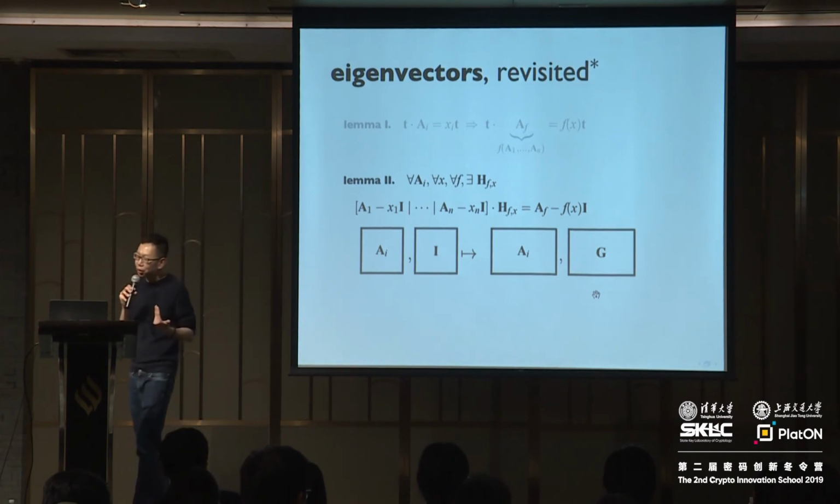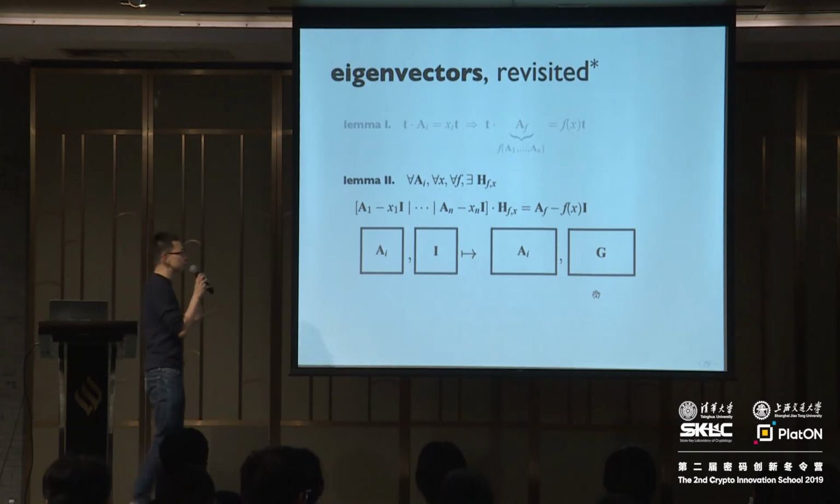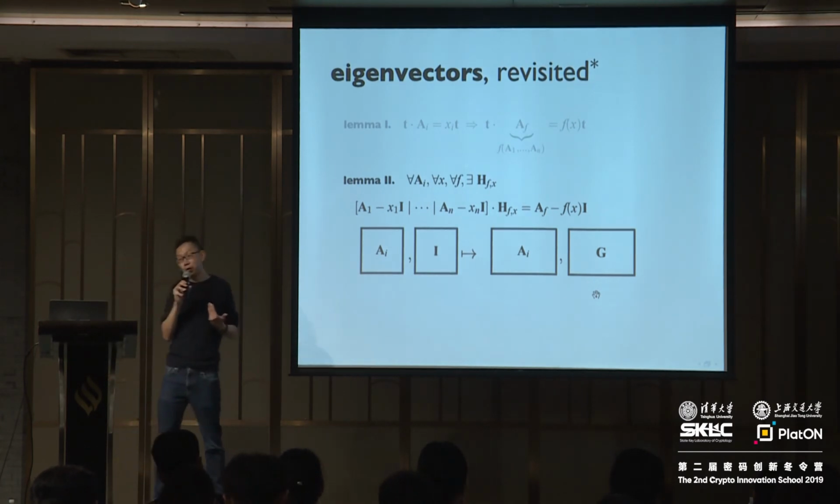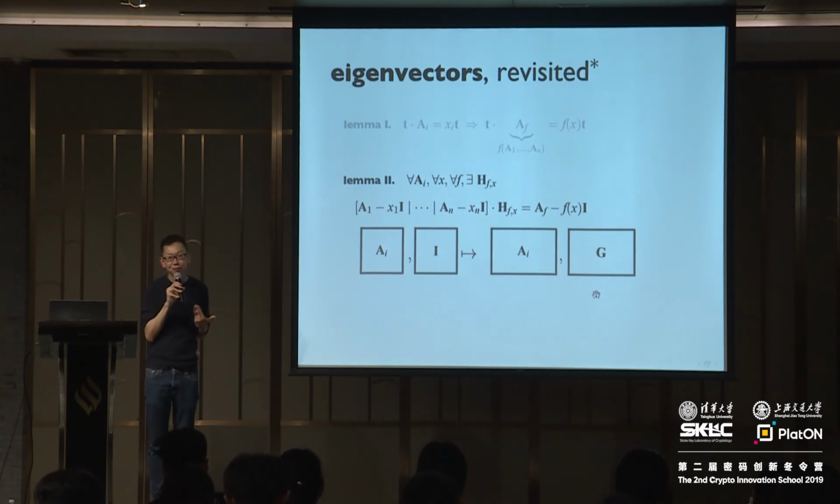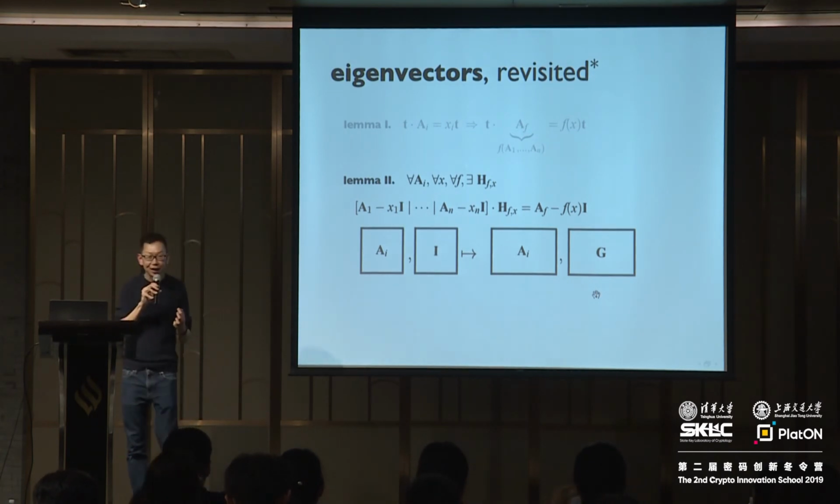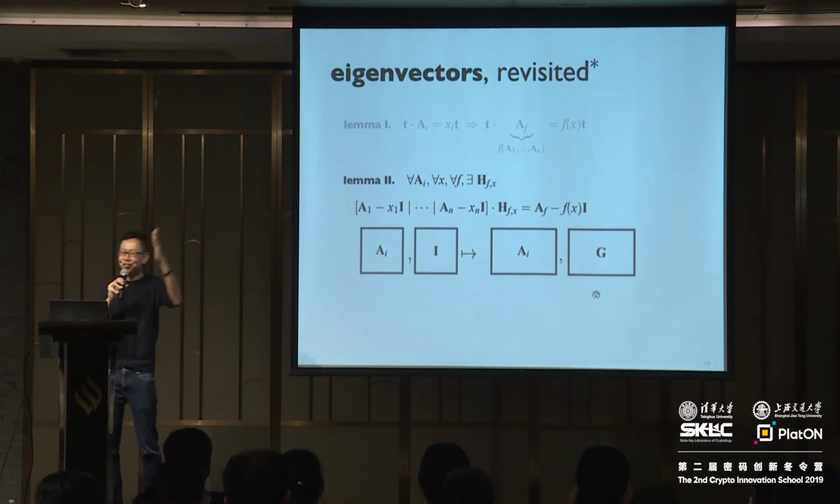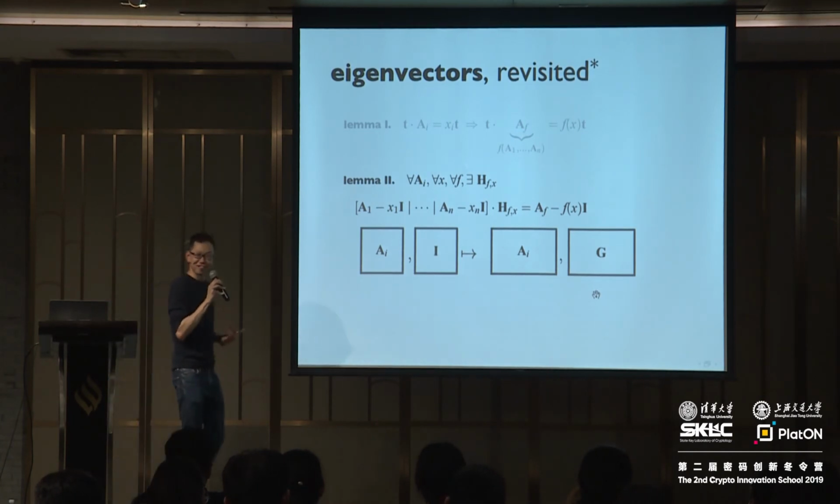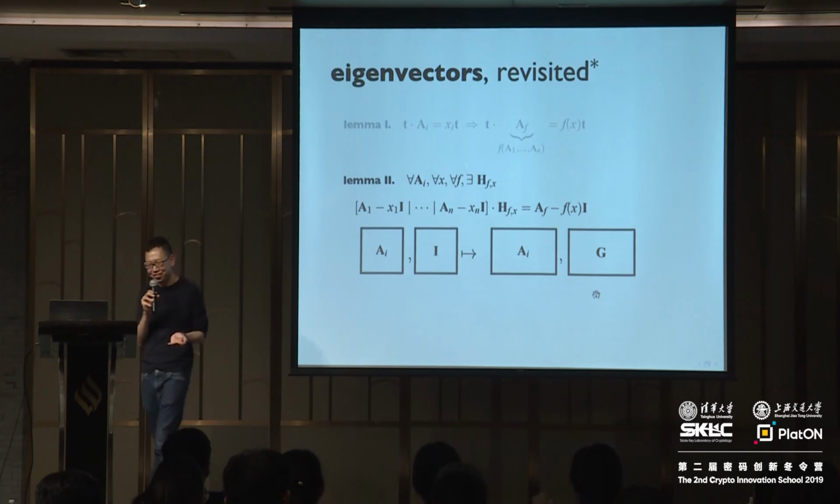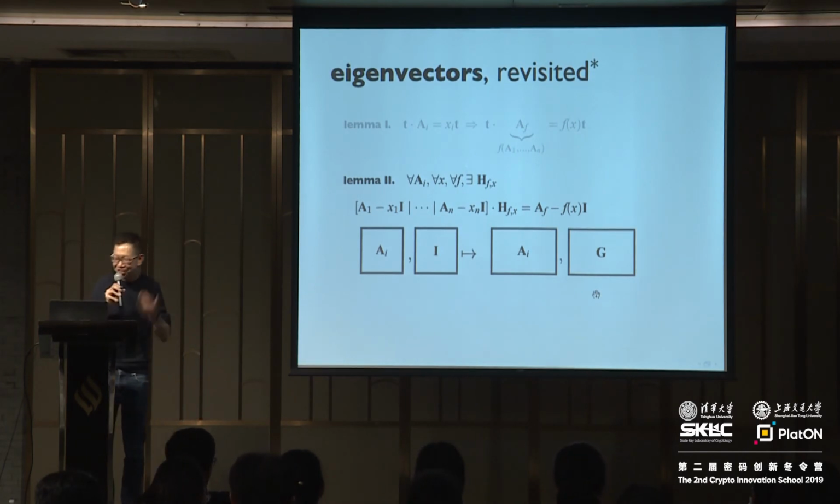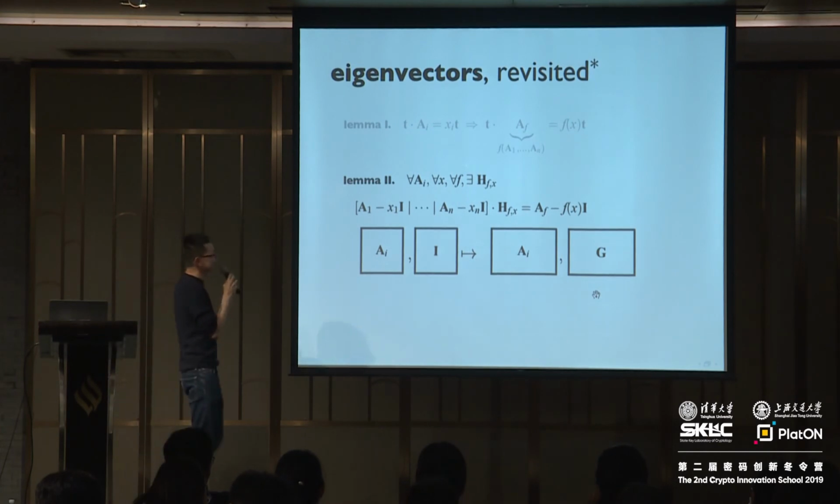In this new statement, we're not going to be working with square matrices A_i. We're going to work with rectangular matrices A_i. And instead of working with I, we're going to work with the gadget matrix G, where G is basically the matrix that is I, 2I, 4I, 8I, and so on and so forth. So these are now much wider matrices. This basically expands the matrices that you have, and then you get something much wider. Alright, so this is what we want.